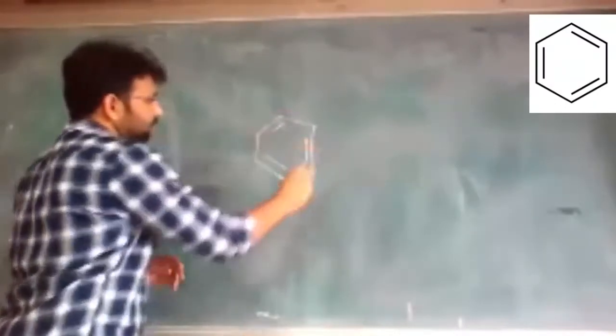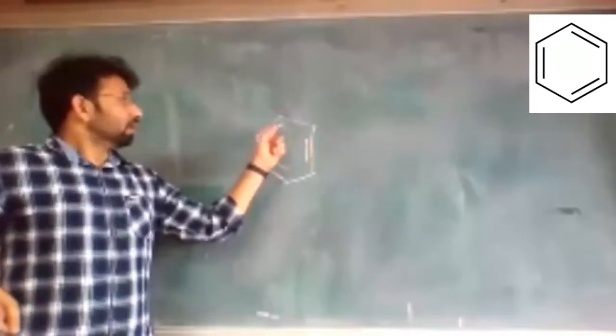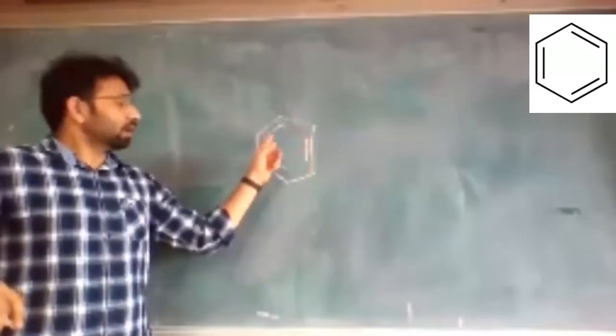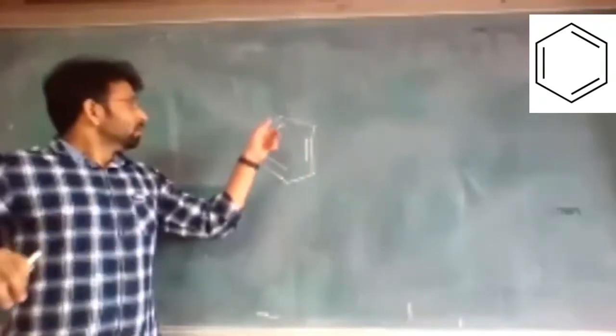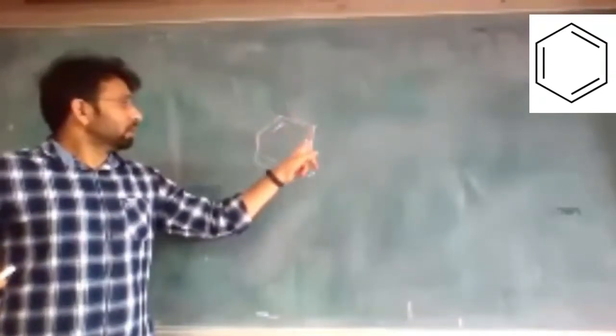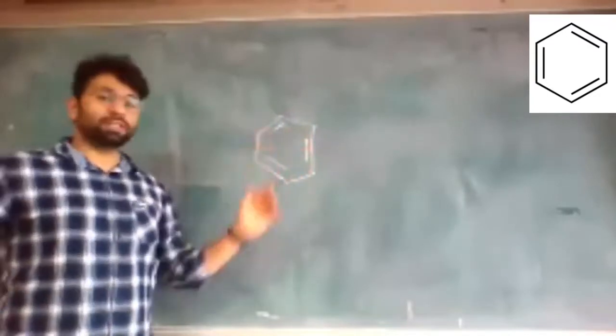So today we are going to start with benzene and its derivatives. As you know very well, the basic structure of benzene contains a cyclic ring containing alternate double bonds. Alternate double bond means what? It contains a double bond, single bond, double bond, single bond, like this. This is called conjugation.